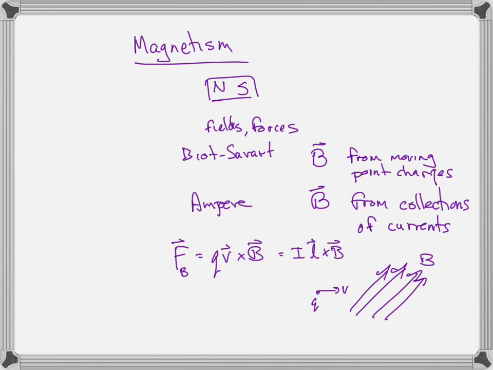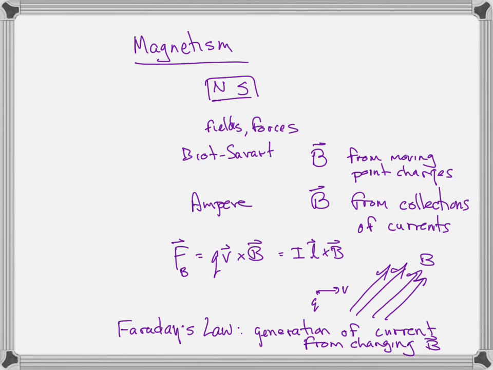And the last thing that we do in magnetism, which we really don't spend enough time talking about, is Faraday's law, which talks about how you can generate current. You can induce current. You can induce electric fields from changing magnetic fields, which is fantastic because otherwise we wouldn't have iPads and telephones and computers. You can move charges by moving magnetic fields near them, generation of current.